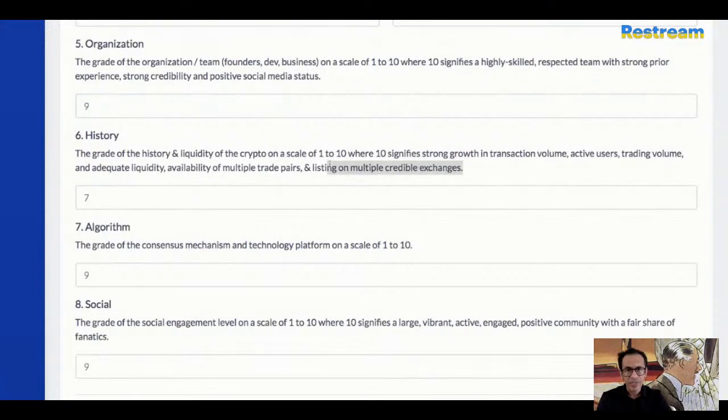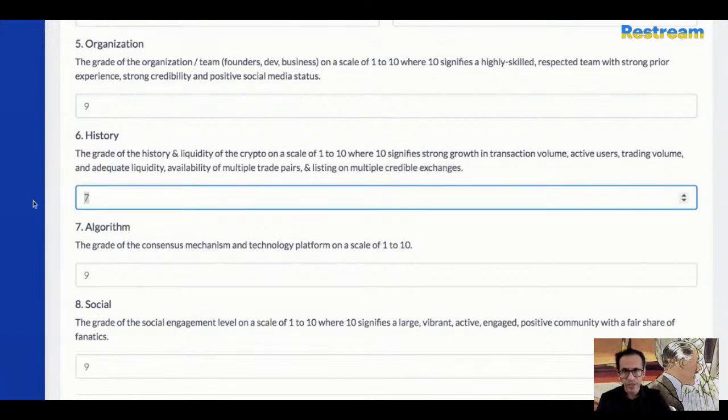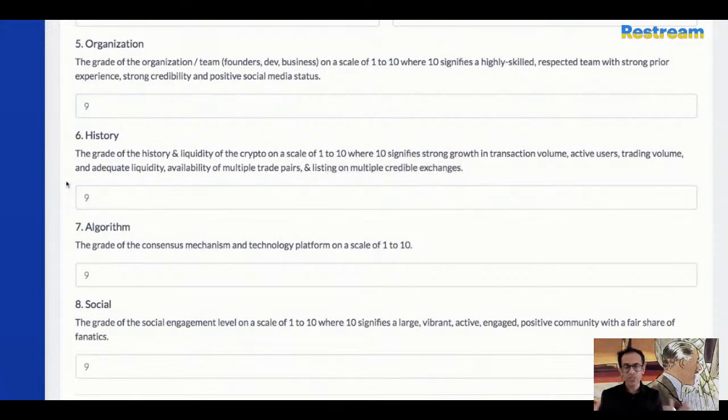And of course, is it listed on multiple exchanges? Now, in an ideal world, we should not have centralized exchanges and everything should happen on a DEX. But we don't live in an ideal world. We do use a lot of credible centralized exchanges. So, is it listed on many of them? Based on all that, I would again give it a score of 9 out of 10.